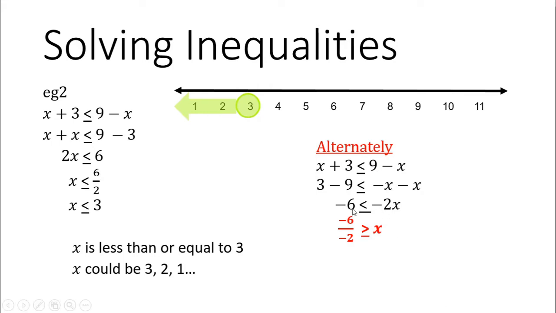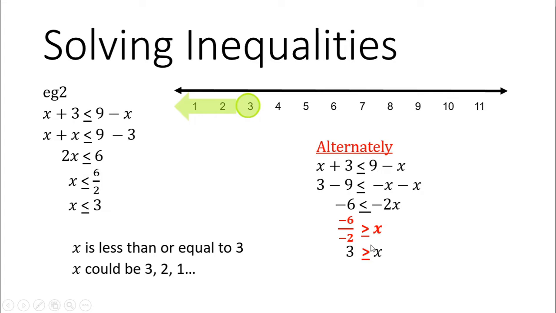So I had a less than or equal to sign before. It used to be the negative 6 that was on the smaller side. But when I changed this side of the inequality from negative to positive, and I changed this side from negative 6 to positive 3, because negative 6 divided by negative 2 becomes positive, that's where I have to change the direction of the inequality sign.